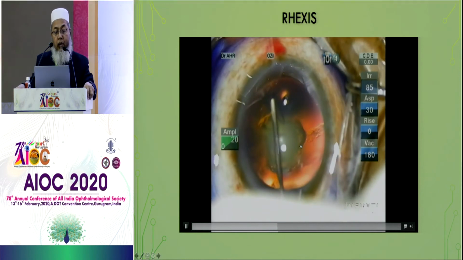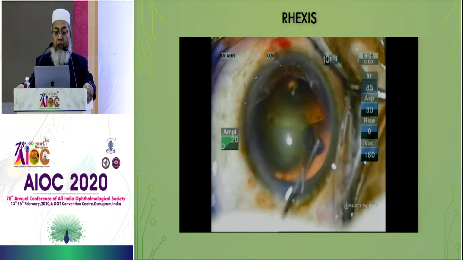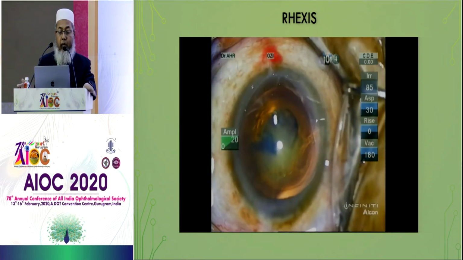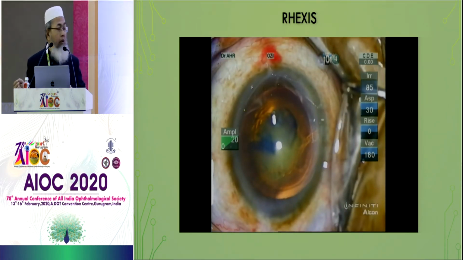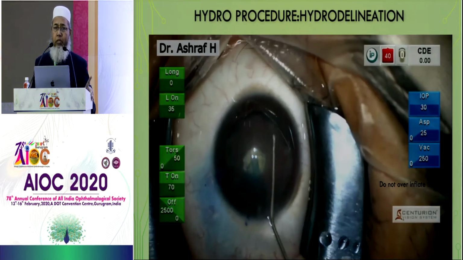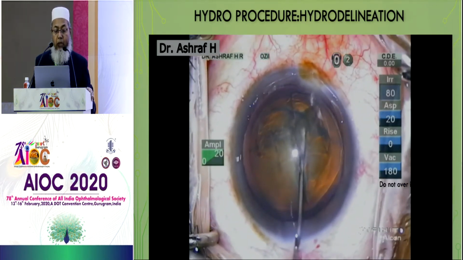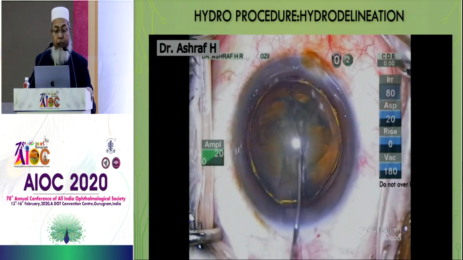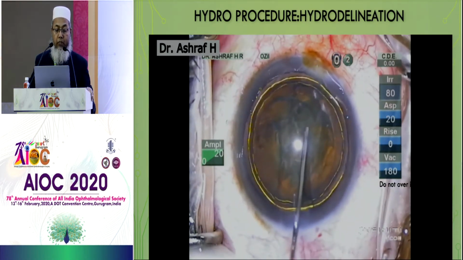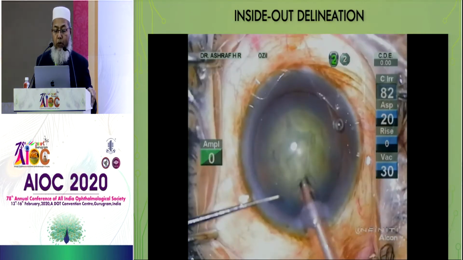Rhexis should be between 5 to 5.5 millimeter, and it should be circular and central, so that if any complication occurs, optic capture is possible. Then hydro procedures. No hydrodissection is contraindicated in these cases, and hydrodelineation should be done to separate the epinucleus from the endonucleus so that the posterior part remains untouched during removal.